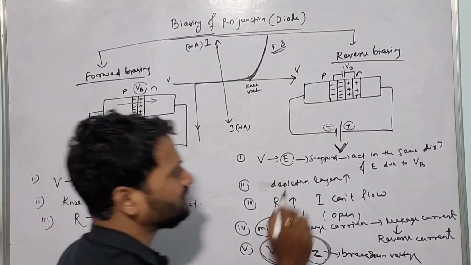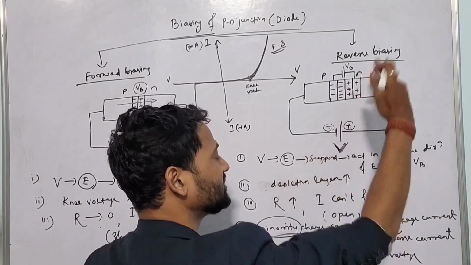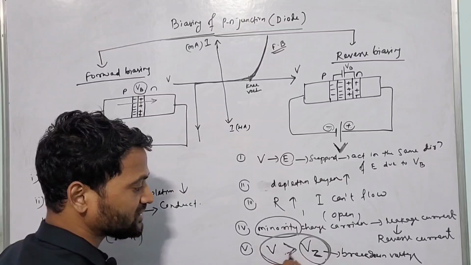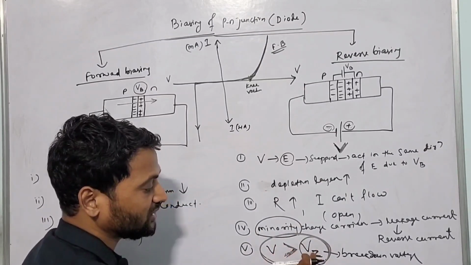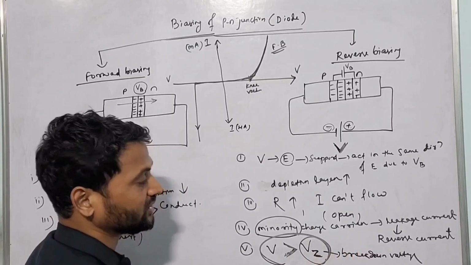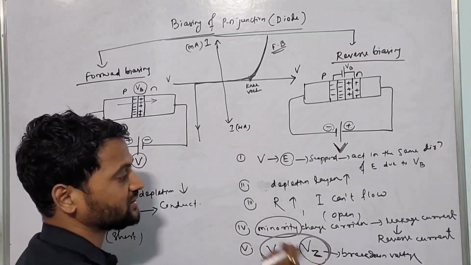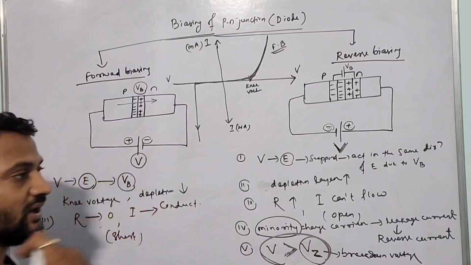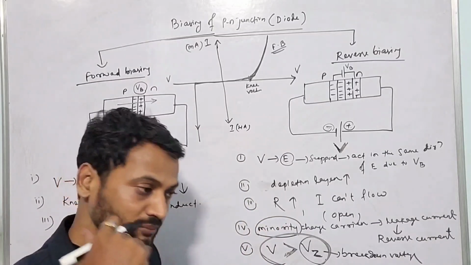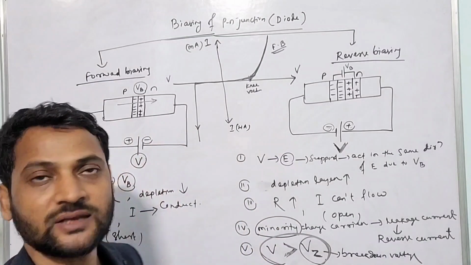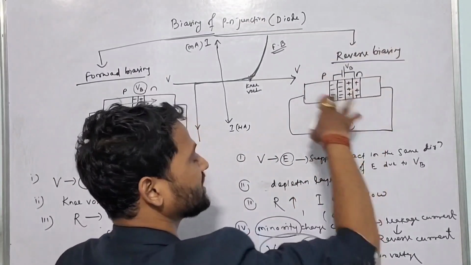Clear? But if I keep increasing the negative voltage, at a particular voltage, I will find that voltage is called the Zener voltage. If the voltage is more than the Zener voltage, or breakdown voltage, what will happen? That voltage will help to break all the covalent bonds, and more minority charge carriers will develop. So near the junction, more and more minority charge carriers develop.